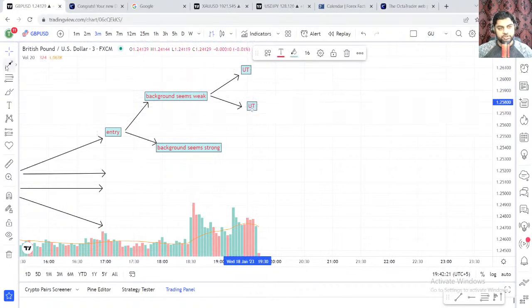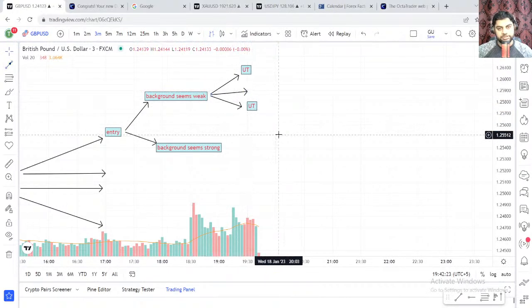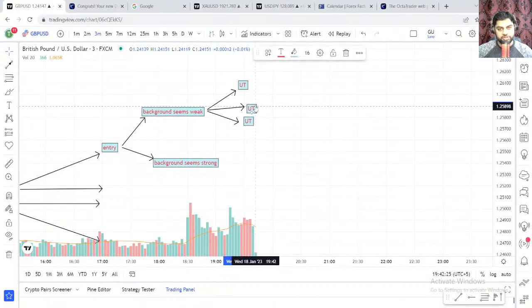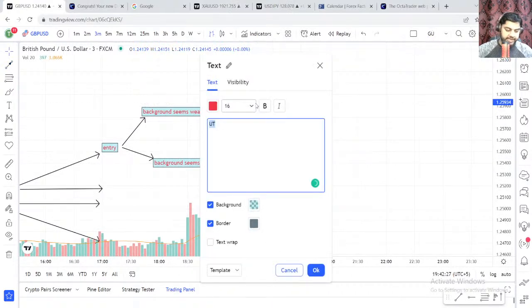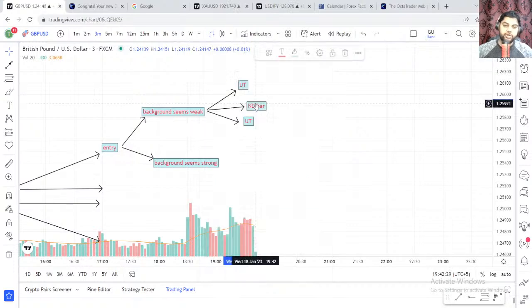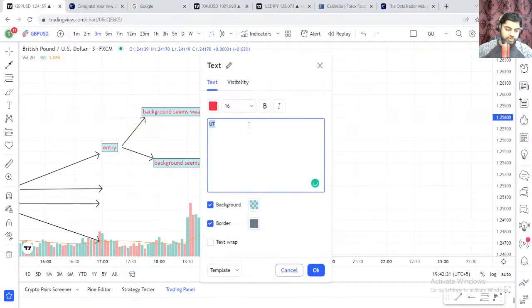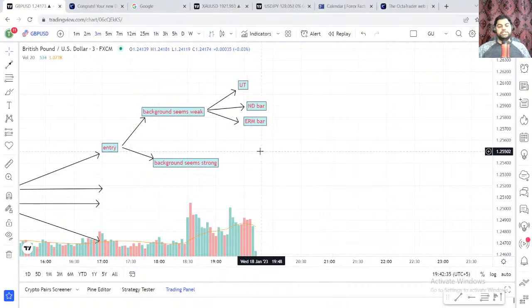You will also look for upthrust. You will look for ND bar, no demand bar, and you will also look for ERM bar, end of rising market bar. These are the three possible ways you can enter the market.